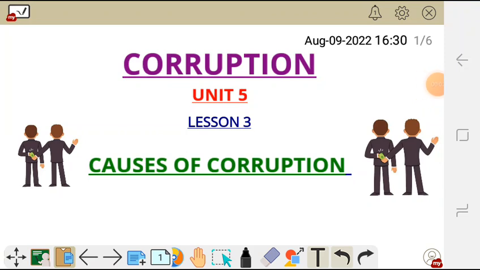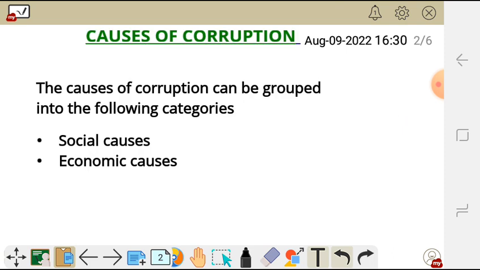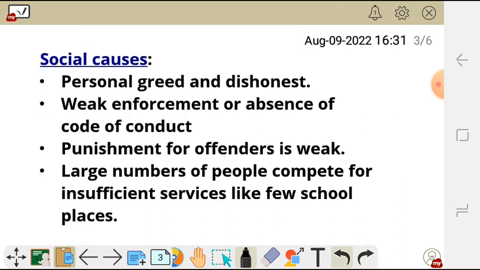Let's now look at the causes of corruption. This is the subheading under the topic Corruption, Unit 5, Lesson 3. The causes of corruption can be grouped into the following categories, which are social causes and economic causes. We are going to start by looking at some social causes of corruption.